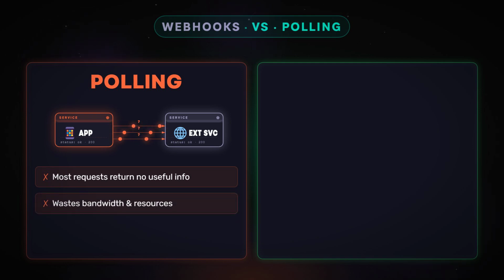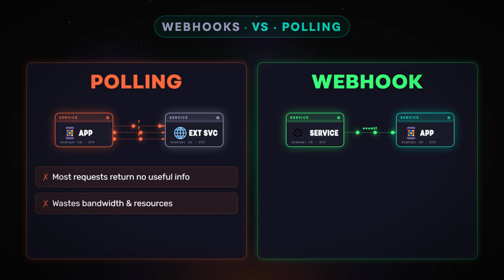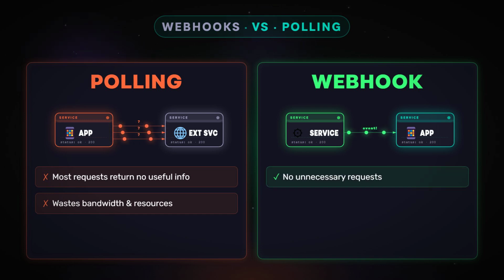In the case of webhook, the architecture will be like this. With webhook, the external service sends information only when something important happens. No unnecessary requests, no wasted traffic, just event-driven communication.